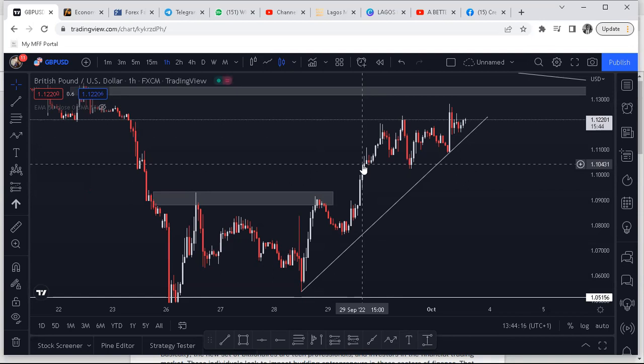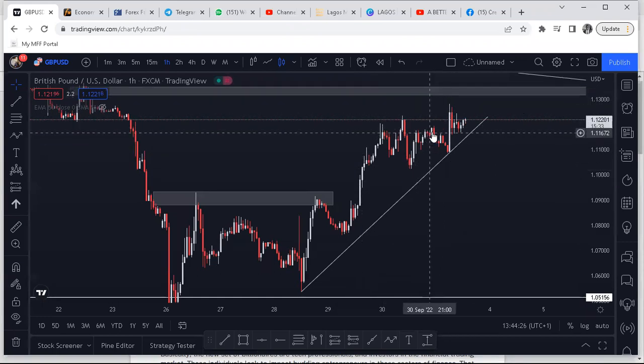Do you understand what I'm saying? So the second candle, which is more important than the first candle, when the market went up, it retraced to it. But from there, went up again.